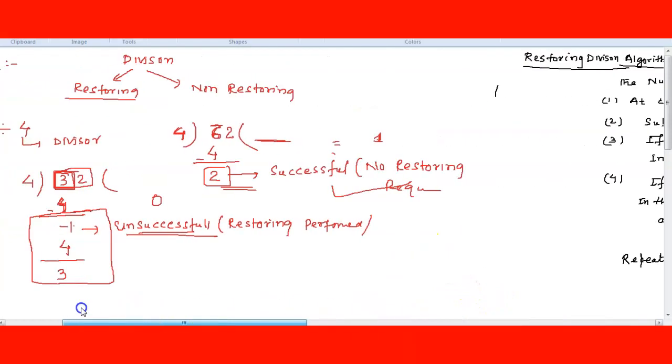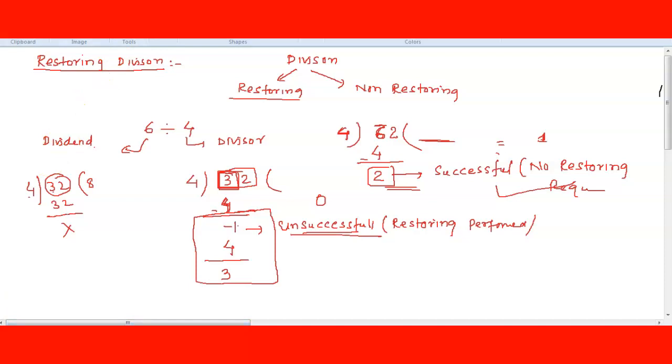So here, consider the same example: 6 divided by 4. Here the dividend is in register Q, and that value is 6. The divisor, which we'll consider as the M register, is 4, and the accumulator, the initial register, will have the value 0.